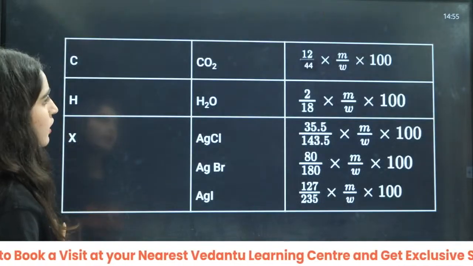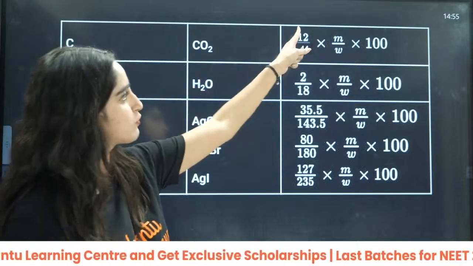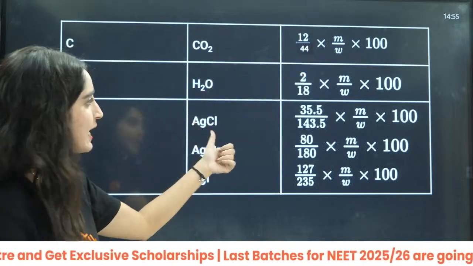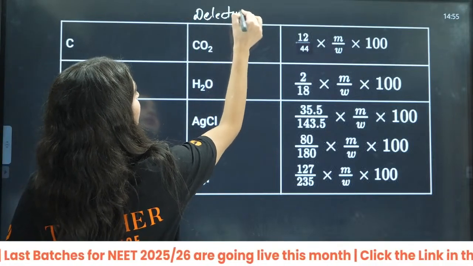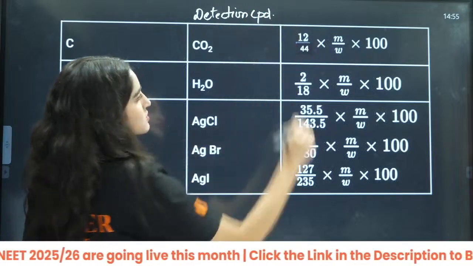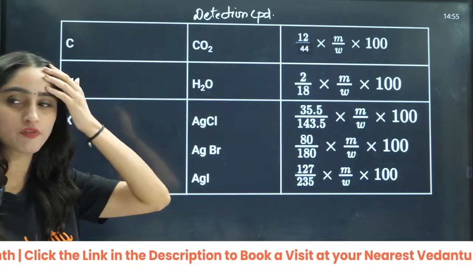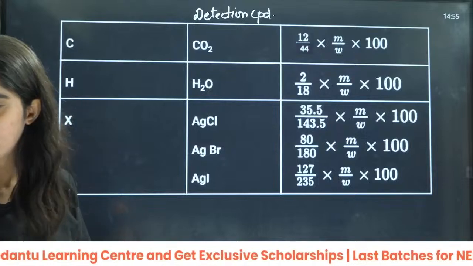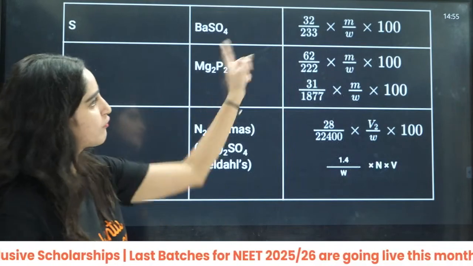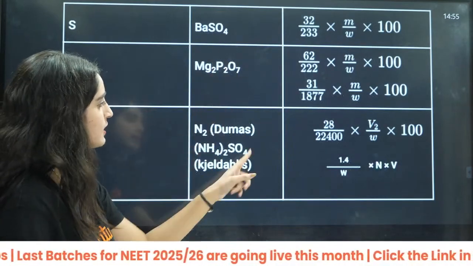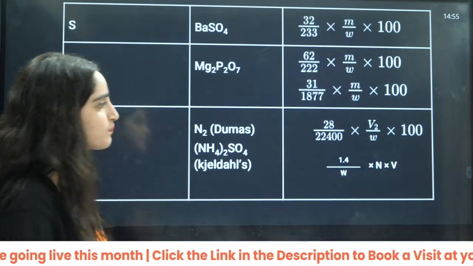Now, this was the chart of your formulas. With CO2, you have 12 by 44, with H2O, 2 by 18, AgCl. These are the detection compounds. Write it here. For qualitative and quantitative analysis, I have already made a chart for you. Qualitative also. This is quantitative. Take a screenshot of this, fast, everything. Next is sulfur, phosphorus. These are the detection compounds. Dumas method, Kjeldahl's method. This is the formula.